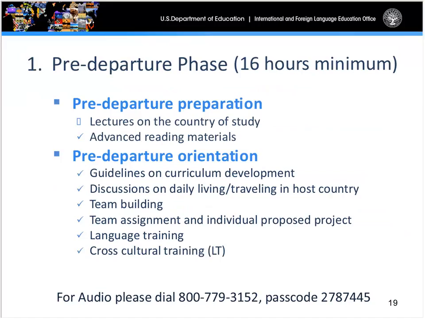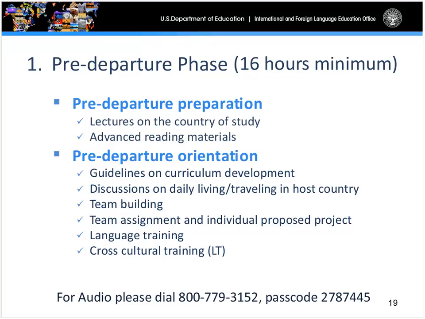So there must be a pre-departure orientation, a minimum of 16 hours. Think about it in the respect that these are either pre-service teachers, so undergraduate students, or teachers who may not have had experience in the host country, and so you want to give them an orientation to essentially orient them to the culture. The worst thing you can do is have them go over there and experience culture shock. So this is a way of letting them know what to expect.